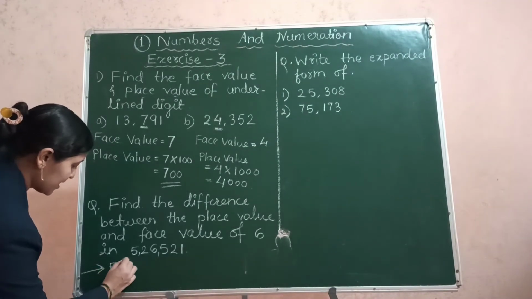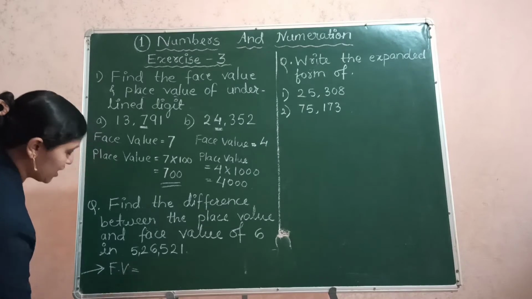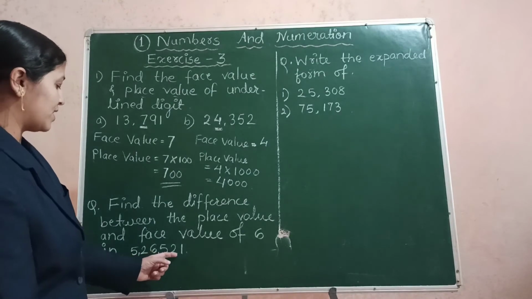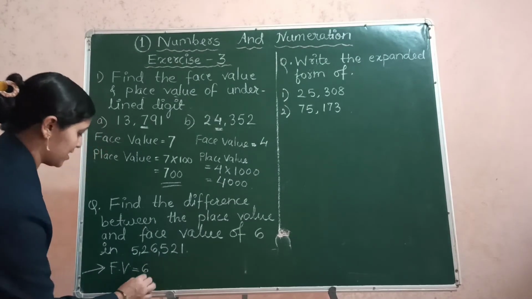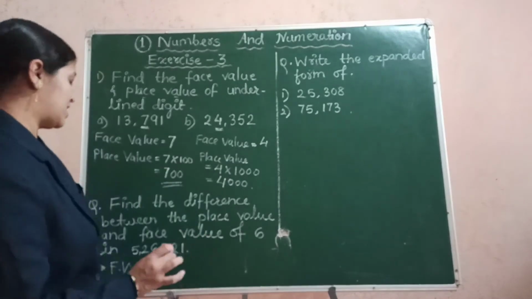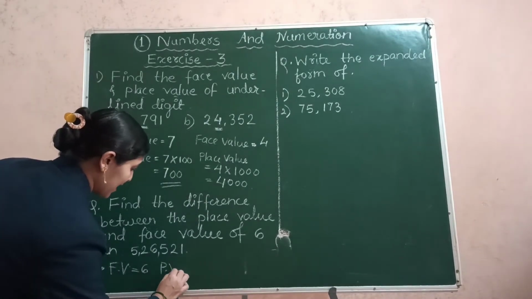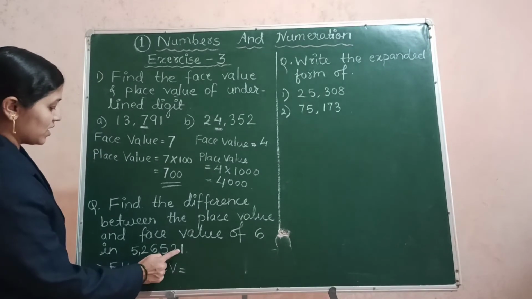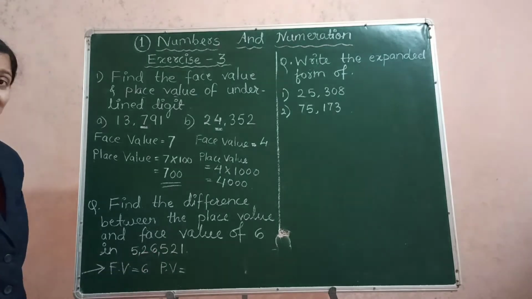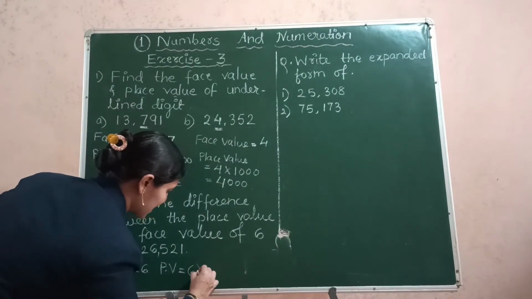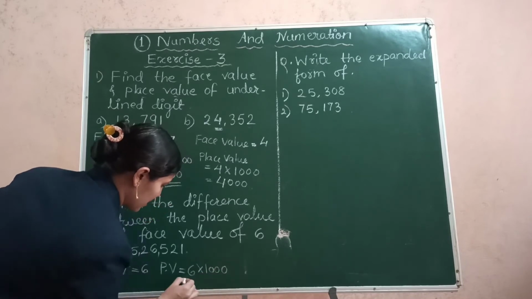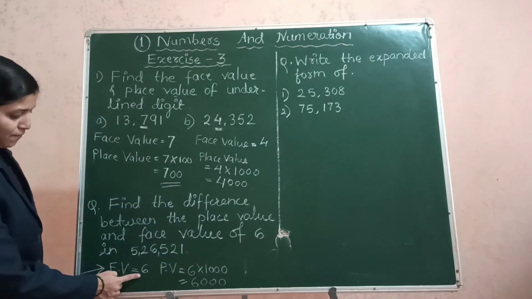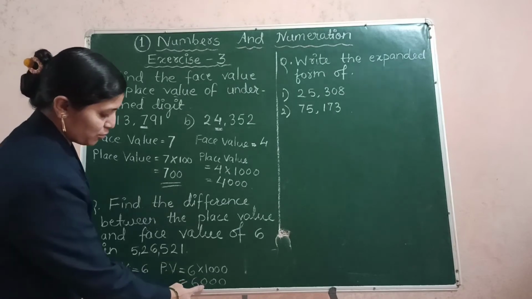So face value, I will write the short form. Face value of 6 in 5,26,521 is 6 itself. Face value remains the same, the digit itself. And the place value of 6 here is, you can see it is in ones, tens, hundreds and thousands. So 6 is in thousands place. So multiply 6 with 1000 and the answer will be 6000. So the face value is 6 and the place value is 6000.